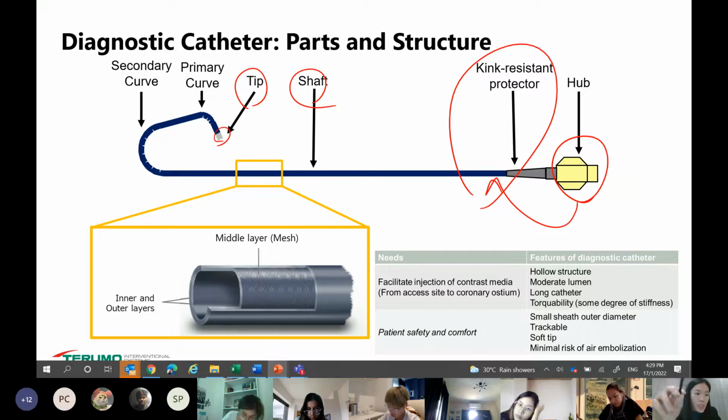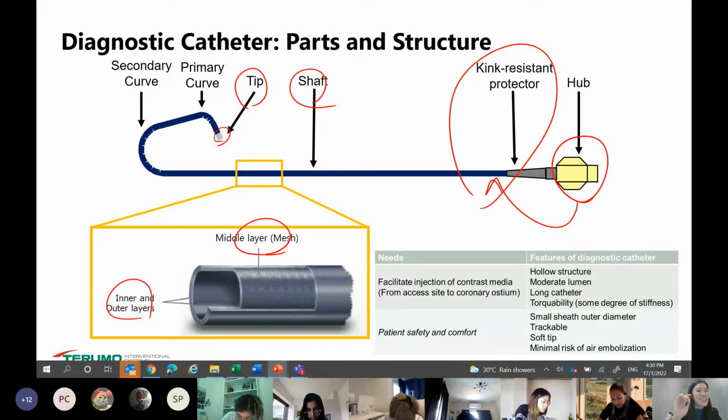The shaft usually has 3 layers. It has the inner and outer layer that are made of very smooth material to ensure that the contact with your vessel and also your devices is very smooth. And the middle layer is where it gets the strength. So it's usually a metal braiding, a mesh, that gives the whole shaft its strength.